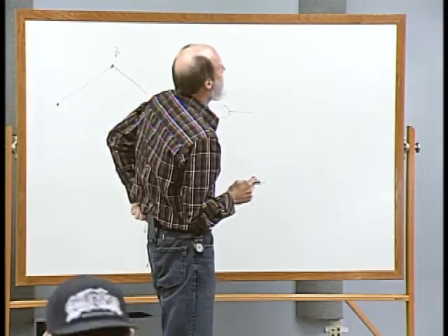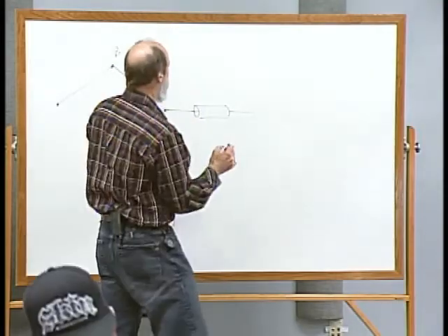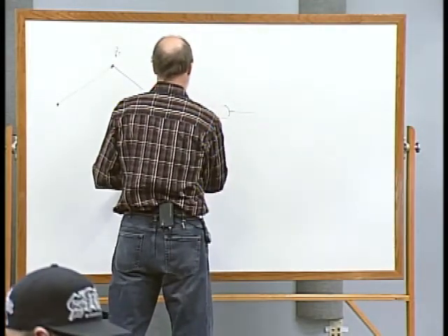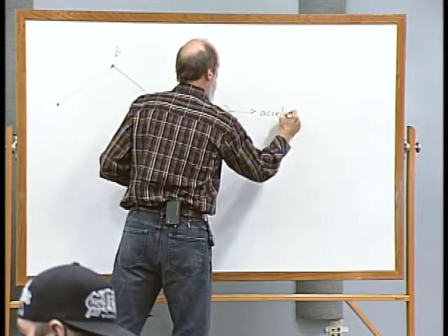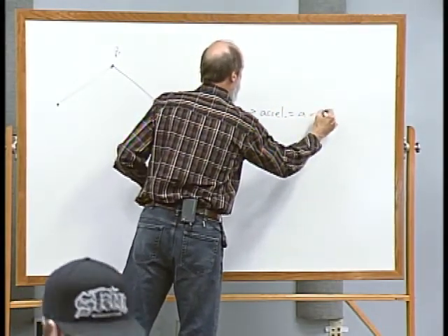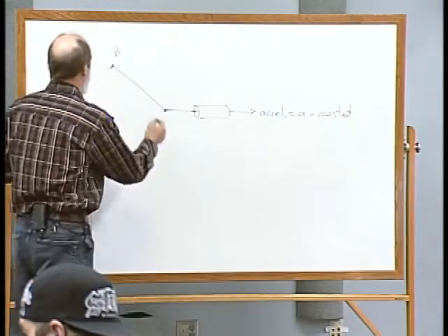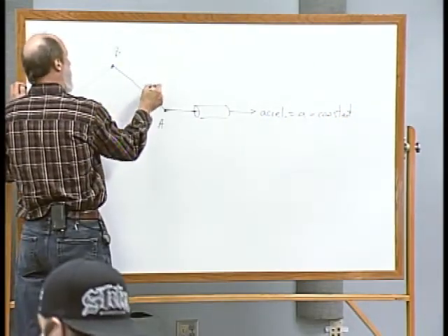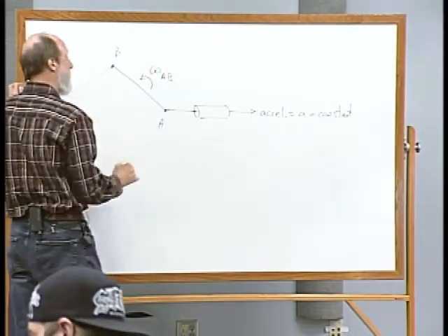And what they gave us, point A is given a constant acceleration A to the right. So we have this rod here moving to the right with acceleration equal to A constant. And what we're interested in is the omega of member AB.